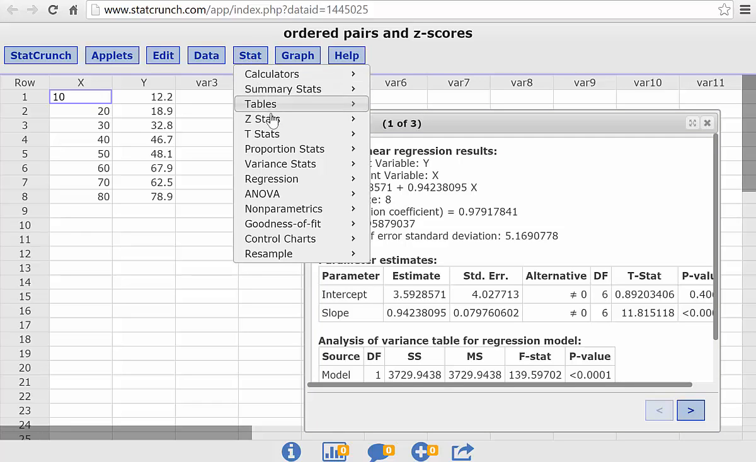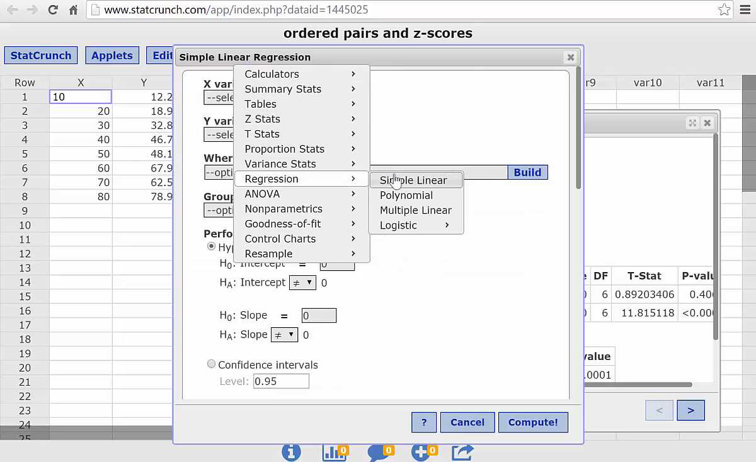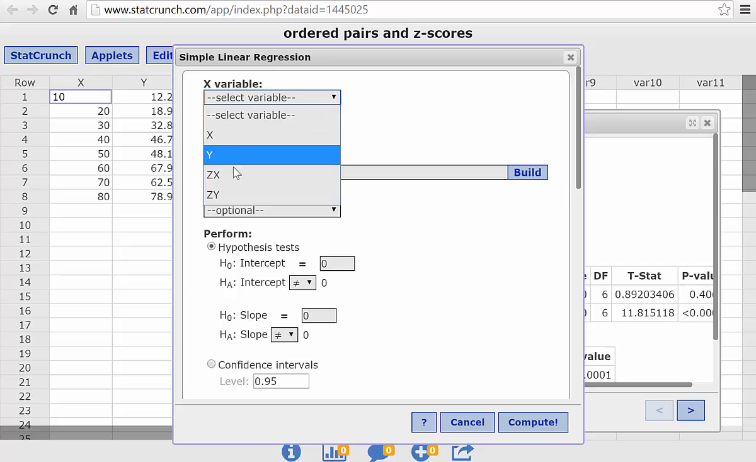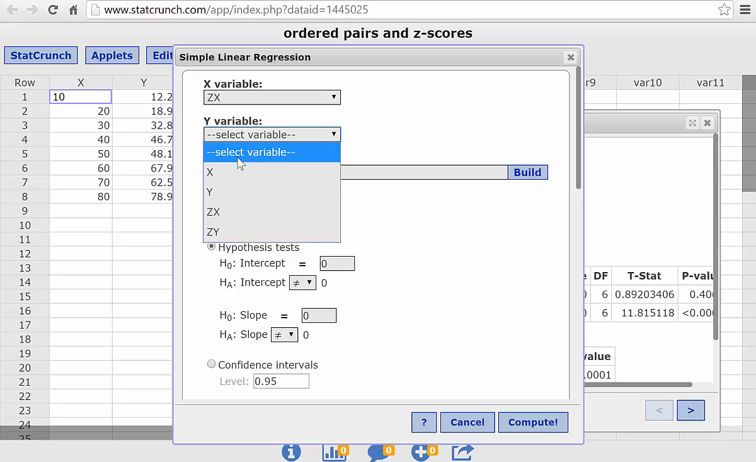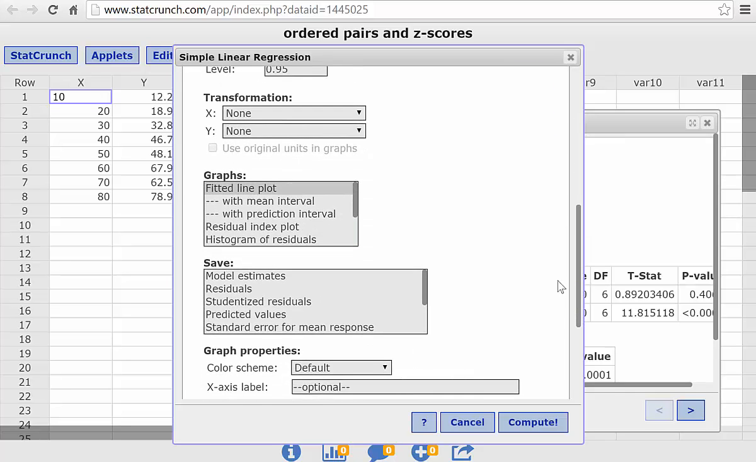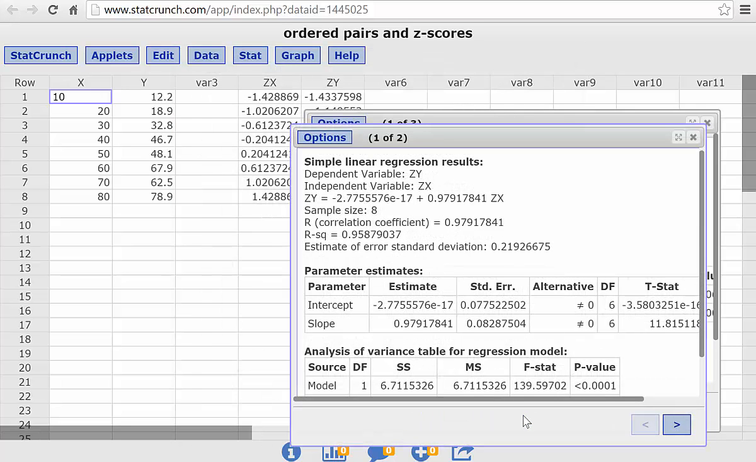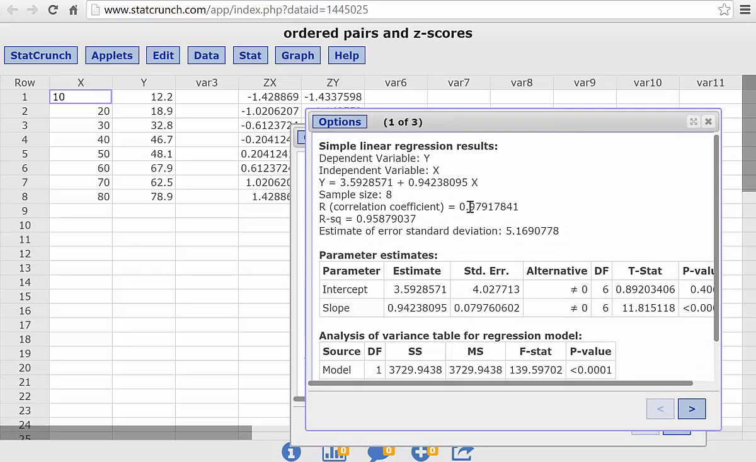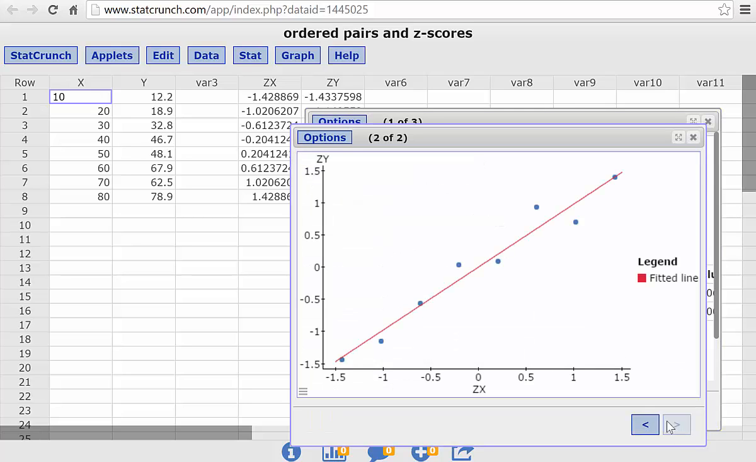Let's go to Stat, Regression, Simple Linear, and now let's make a scatter plot of the z-scores. So here we go. There's zx. Here is zy. We want to plot the fitted line and hit Compute. Now we have this slope for the z-scores, 0.9791781, just like the R value for the XY ordered pairs. And we'll see then that we have this line of best fit for the z-scores.